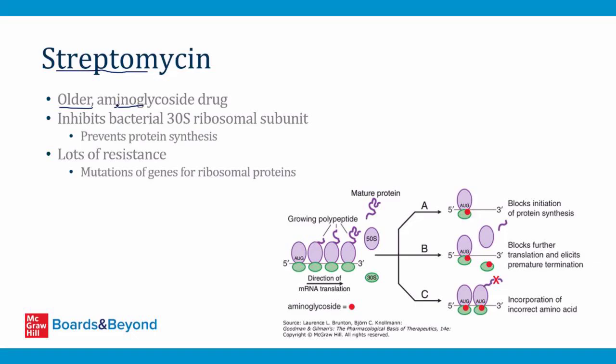It works the same way as all aminoglycoside antibiotics. It inhibits bacterial 30S ribosomal subunits, and this prevents protein synthesis inside mycobacteria. The reason this drug has fallen out of favor is because there's lots of resistance. Tuberculosis often develops mutations of genes that code for ribosomal proteins, and that causes streptomycin to become ineffective.